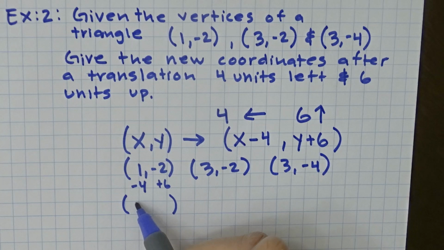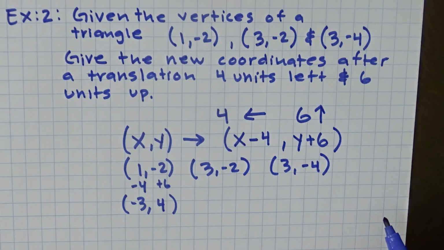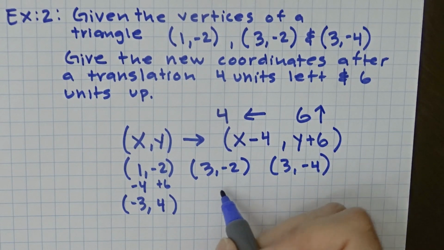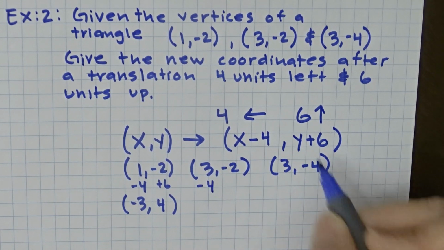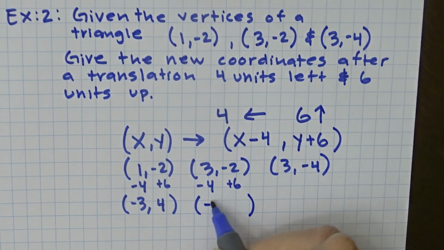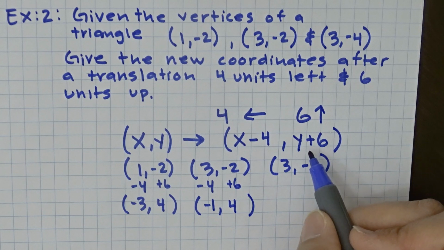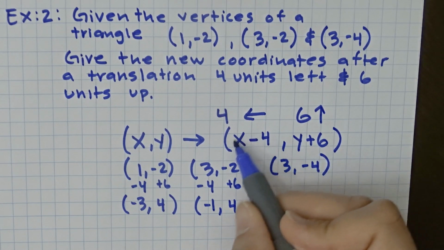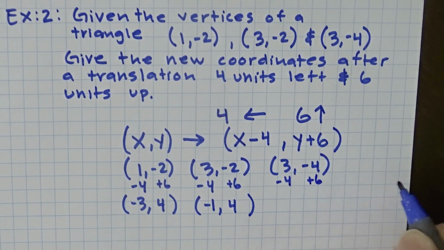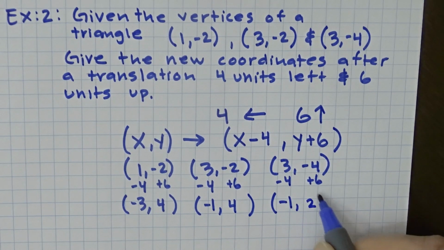And now my new x coordinate becomes -3. My new y coordinate becomes 4. And now, again for this point, I'm going to take away 4 from the x coordinate and add 6 to the y coordinate. And now my new coordinate becomes -1, 4. And lastly, my third point, I'm going to do the same rule. Subtract 4 from the x and add 6 to the y coordinate. And my new point is now -1 and 2.